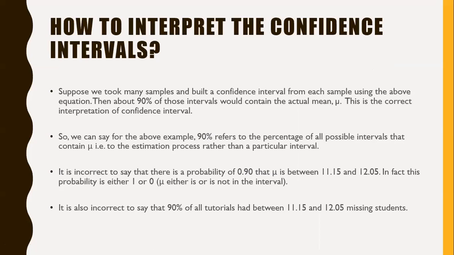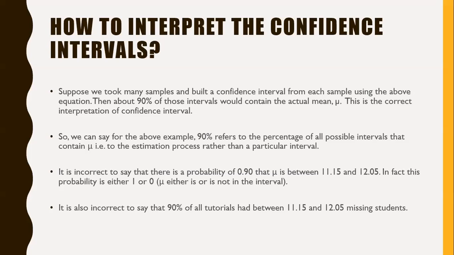this way. Suppose we took many samples this way. Suppose we took many samples and built the confidence interval from each sample using the above equation. The 95% of those intervals would contain the actual mean mu. That means you can be 95% confident that the population mean will be included between those two limits. This is the correct interpretation of a confidence interval.